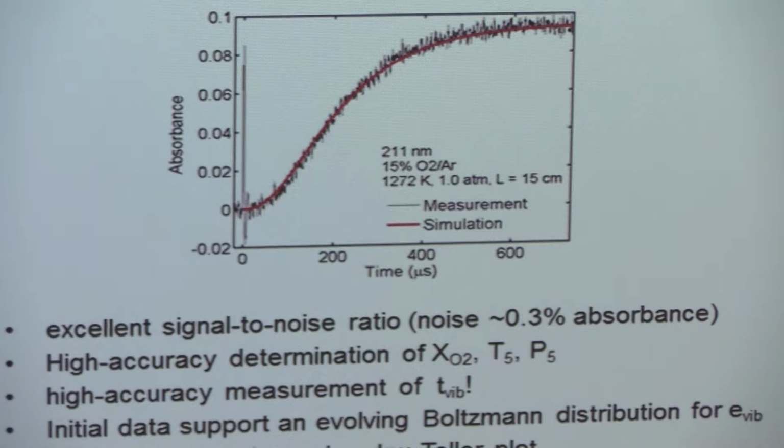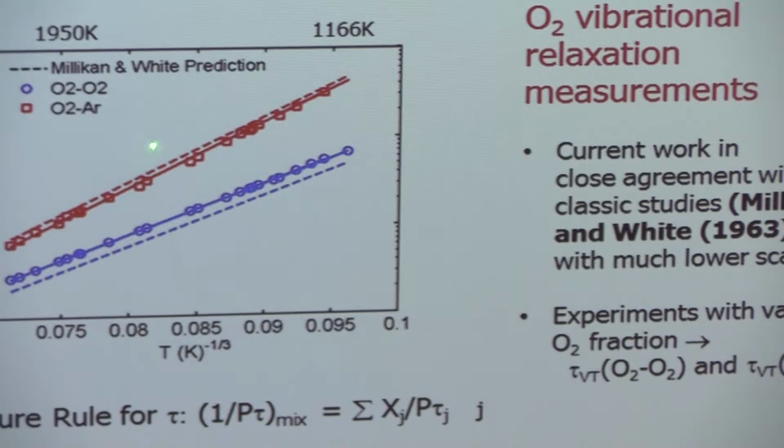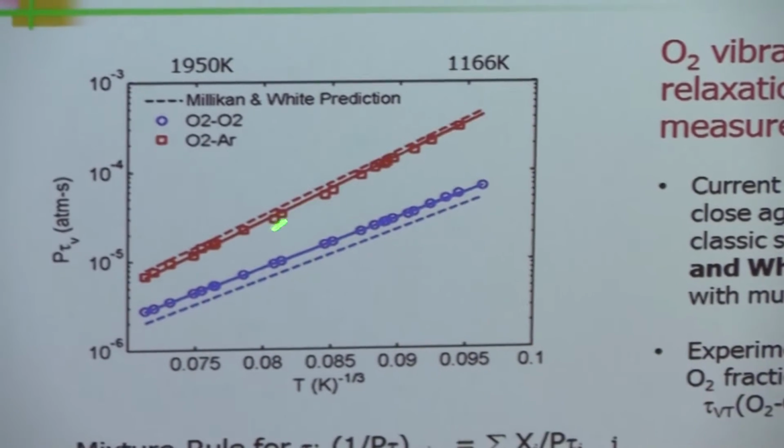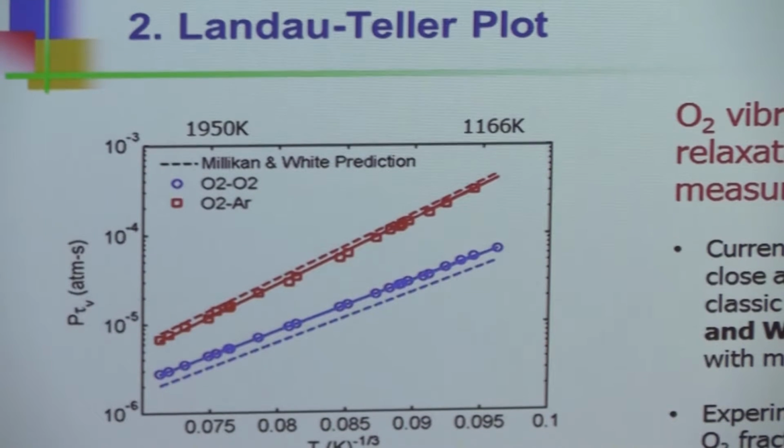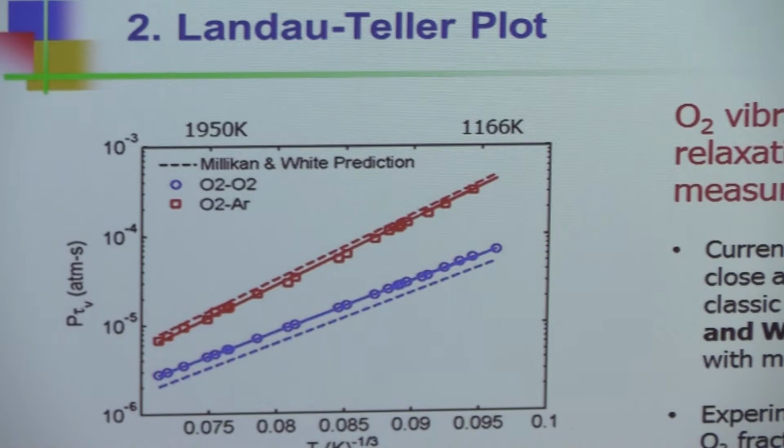So we have a very high resolution measurement of the evolution in time of the population in a given vibrational level. And we can take those numbers and convert them to relaxation times and plot them on the so-called Landau-Teller diagram. I should have said that the diagram of p tau versus T to the minus 1/3 is called Landau-Teller, because Landau is the one who figured out it should be plotted versus T to the minus 1/3.